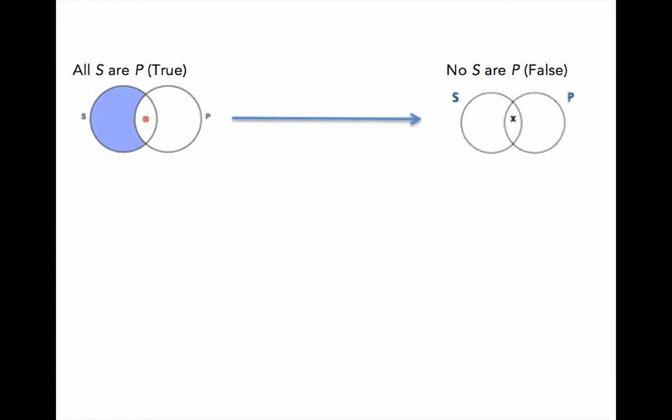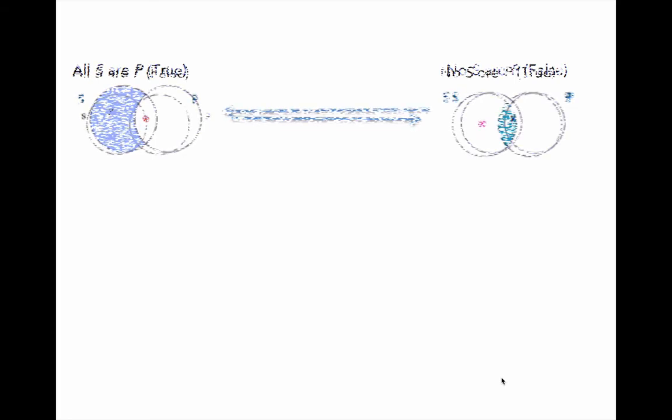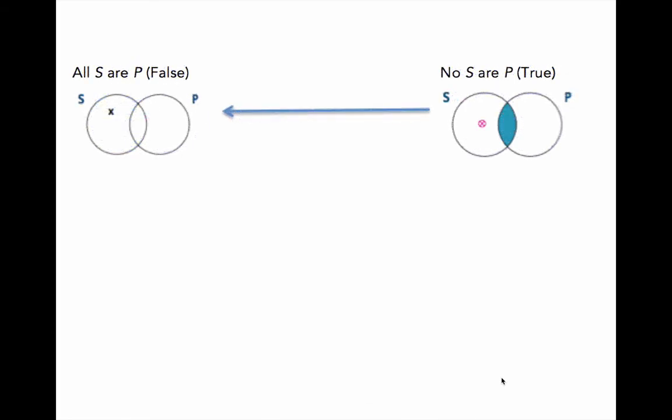Let me show you. Here is the appearance of the universal affirmative and the universal negative in their standard spots on the square of opposition. Notice we have a true universal affirmative. It yields a false universal negative. So also a true universal negative yields a false universal affirmative.